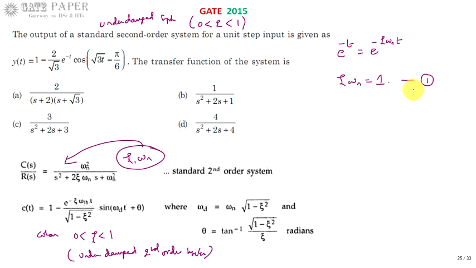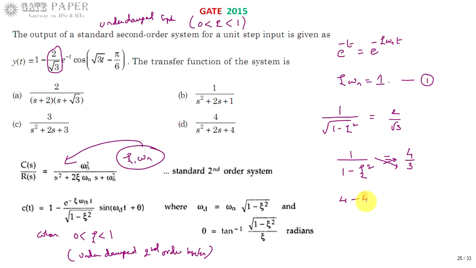So this is the first equation, and the second equation is 1 by square root of 1 minus zeta square. From this, the coefficient of the e power term is 2 by root 3. So 1 by square root of 1 minus zeta square is equal to 2 by root 3. Take the square on both sides; then you will get 1 by 1 minus zeta square equal to 4 by 3. So take cross multiplication.